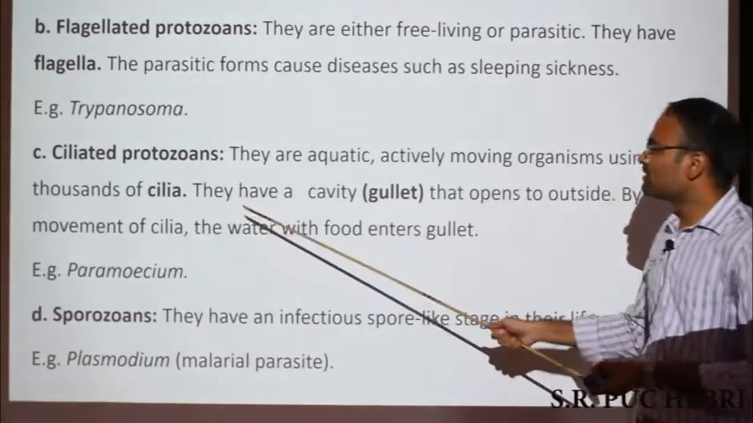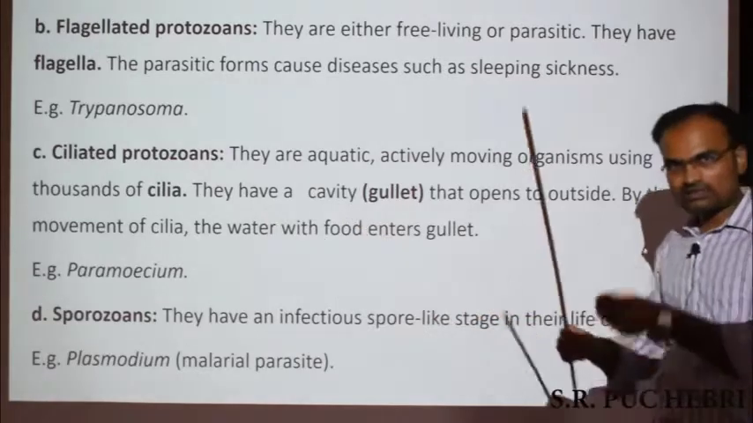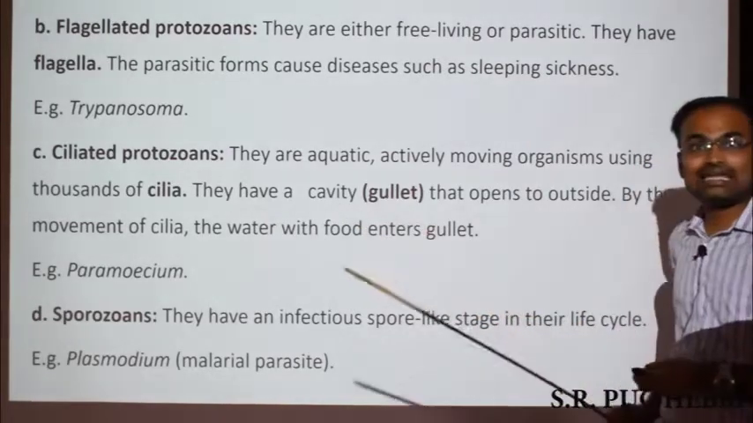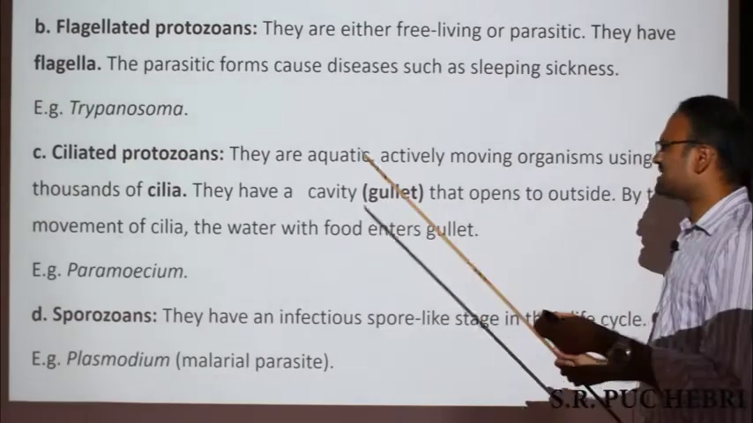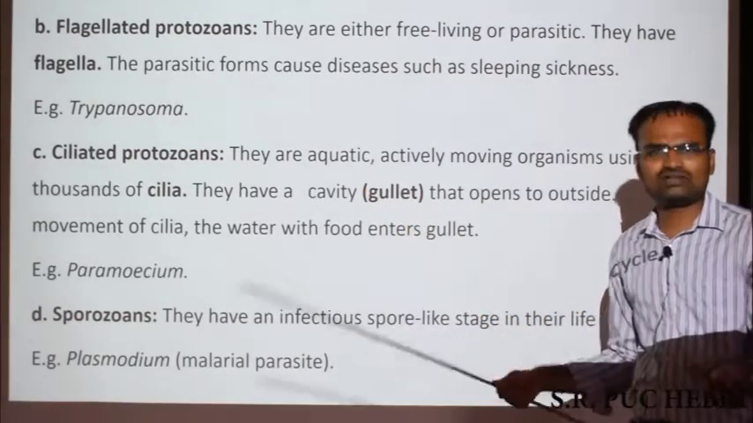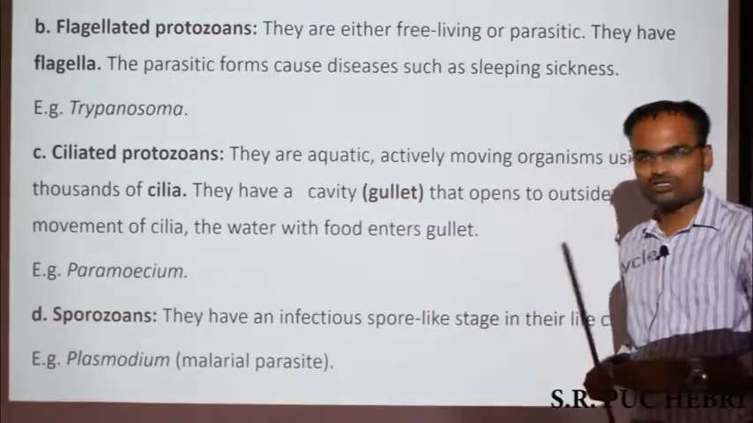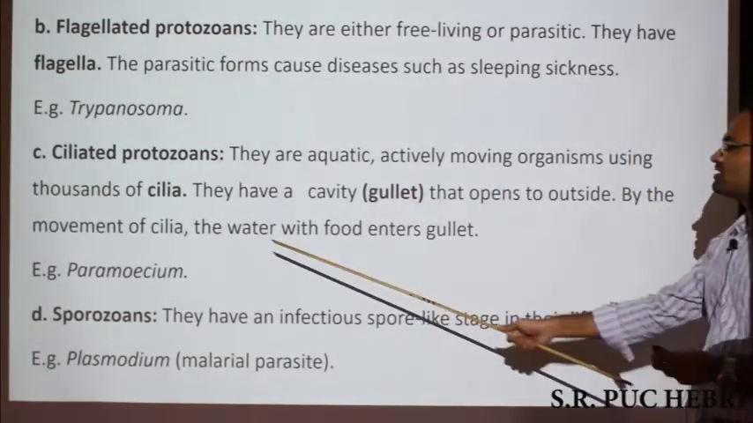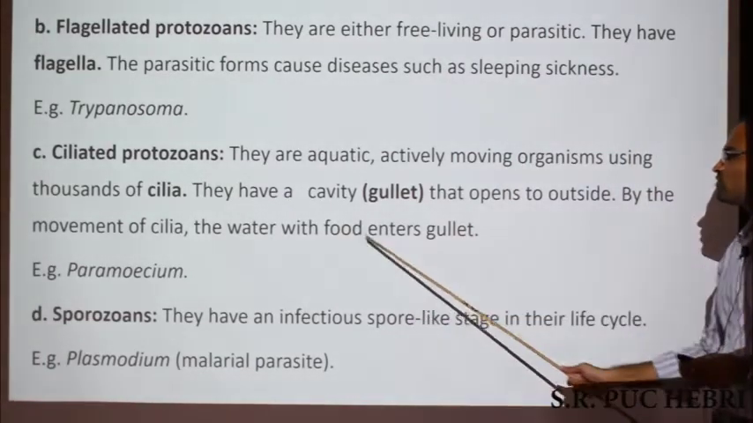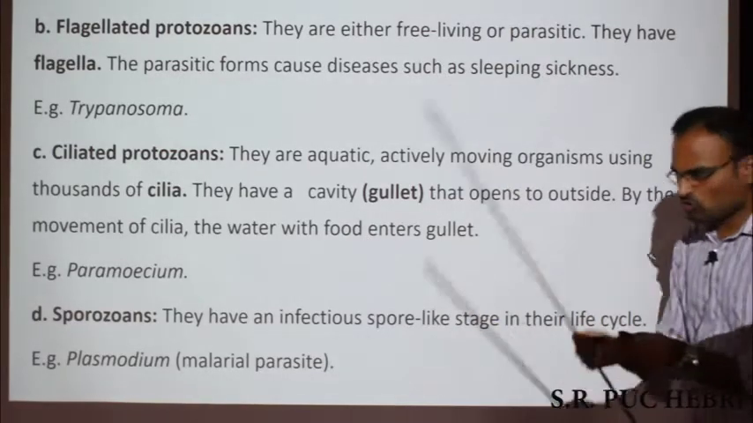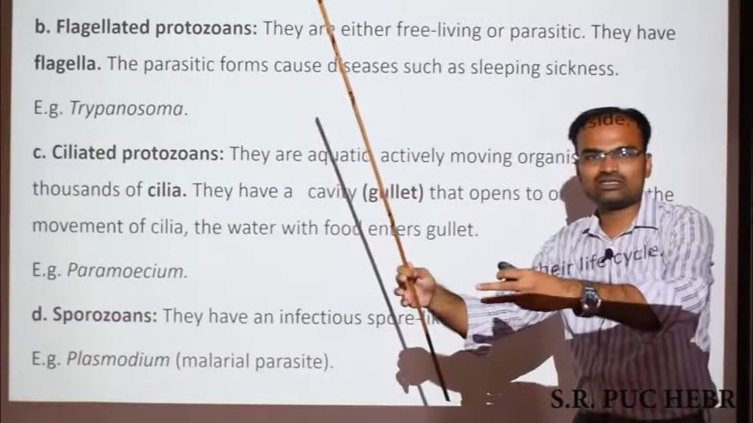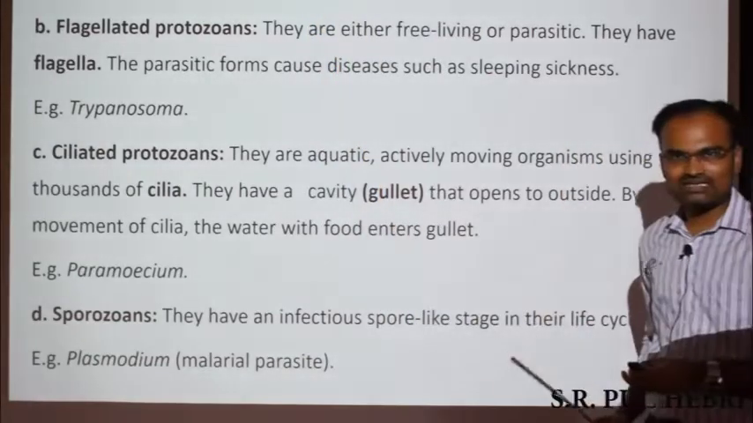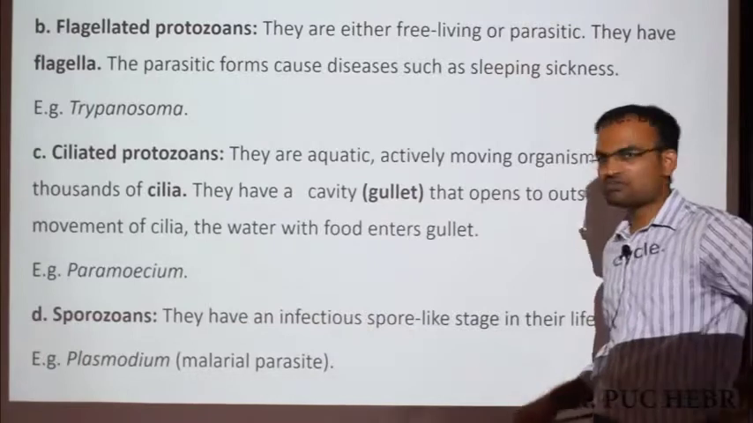So they have a cavity in the cell called the gullet that opens to the outside. It can act as a mouth of the cell, so that they can engulf the food molecules. By the movement of cilia, the water with the food enters the gullet. Due to the activity of the cilia, they engulf the food as well as the water through this gullet or cavity. Example, Paramecium.